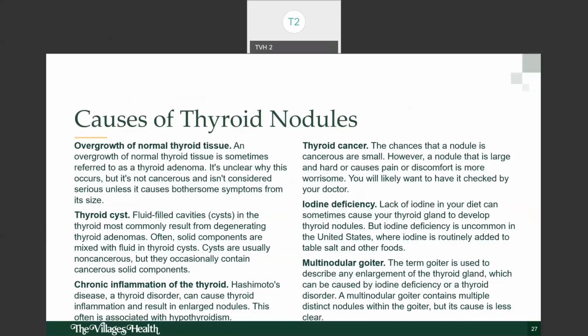Multinodular goiter generally contains multiple distinct nodules within the goiter. So in the picture that we saw there, it's a lot of different nodules that have caused the thyroid gland to be very much enlarged, and it can continue to grow and eventually can cause some of the symptoms like trouble swallowing or hoarseness. Now, the cause is less clear as to why this occurs, but we know it can be a cause. So again, please note any changes or anything new that you're experiencing to your doctor so they can see what's going on.